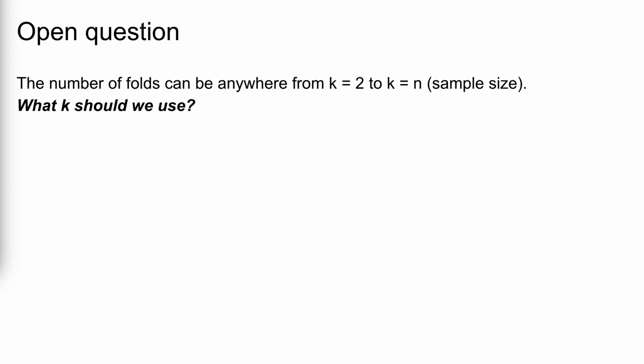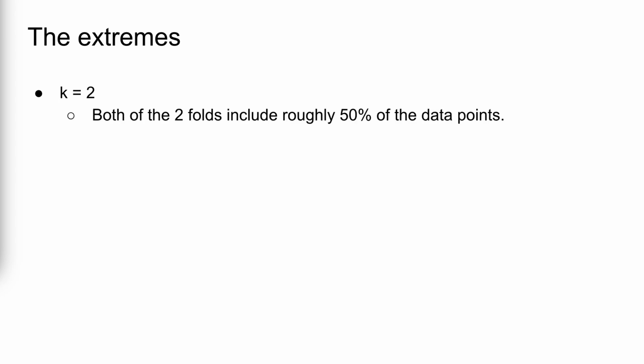To wrap things up, let's address one big important question that we've ignored so far. In K-fold cross-validation, we must choose which K to use, where K can be any integer as small as 2 and as large as our sample size n. Thus, to implement K-fold cross-validation, we have to decide which K to use. Consider the two extremes. The smallest number of folds that we can utilize is 2. In this case, both folds include only 50% of the data points. That is, we're using only half of our available information to train the model.